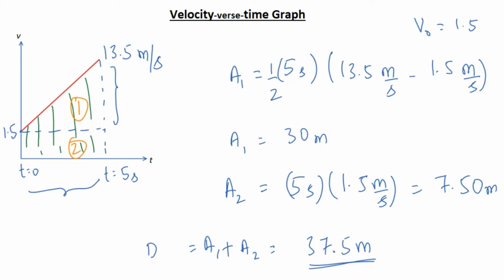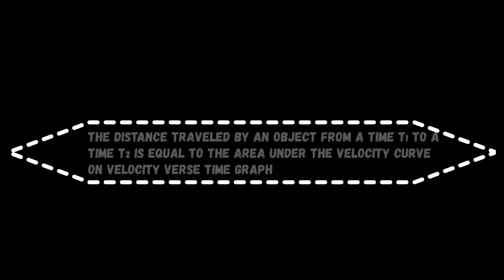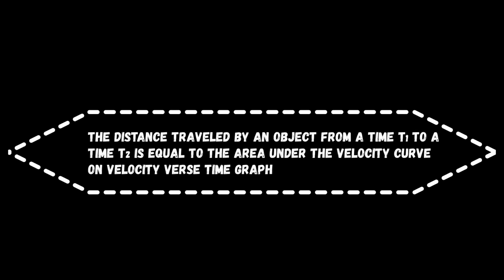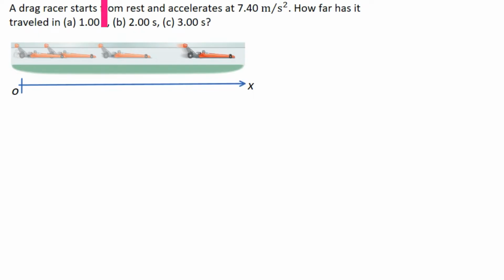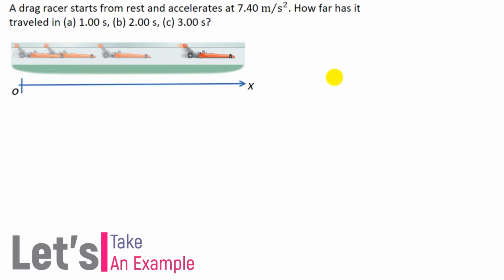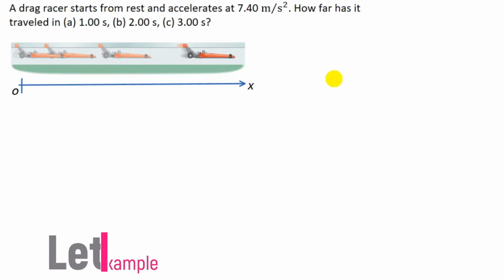So we can conclude that the distance traveled by an object from a time t1 to t2 is equal to the area under the curve on the velocity versus time graph. Now let's take an example which is based on the third equation that we have derived.